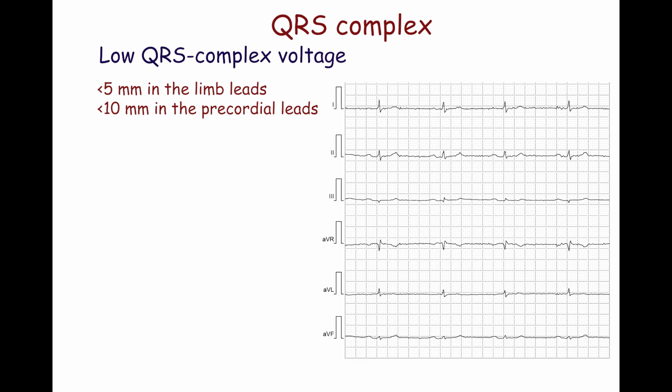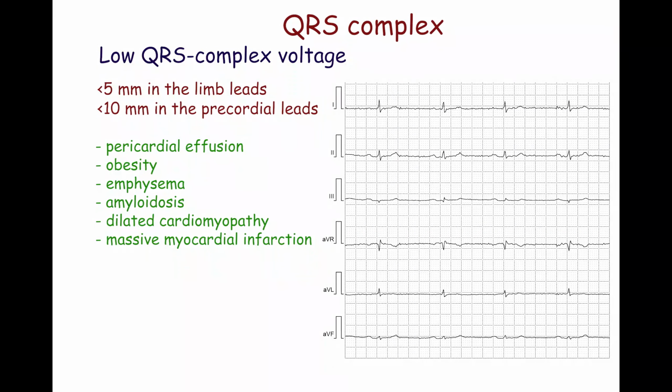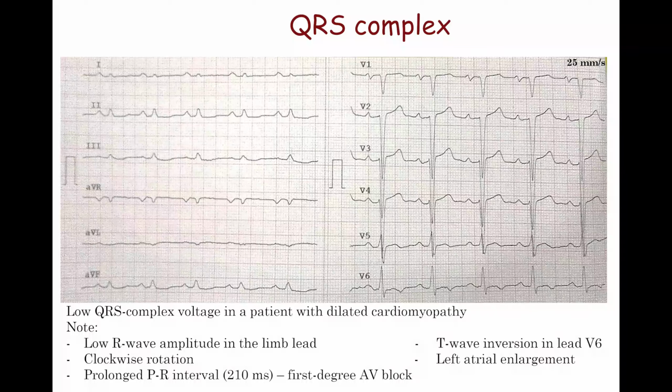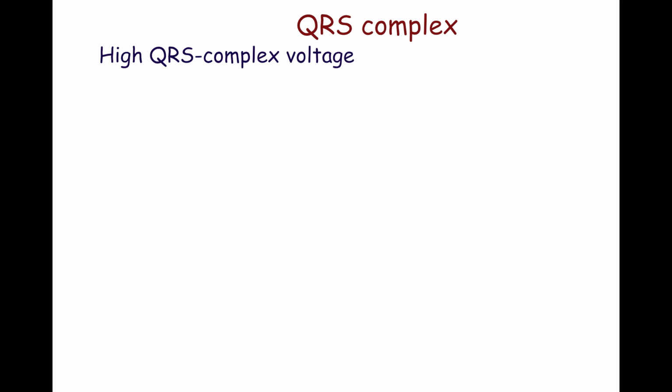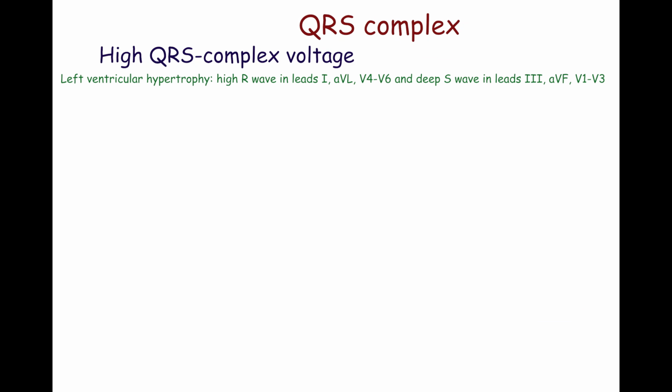Low QRS complex voltage occurs when the amplitudes of all QRS complexes in the limb leads are less than 5 mm or the amplitudes of all QRS complexes in the precordial leads are less than 10 mm. This may be seen in the following conditions: pericardial effusion, obesity, emphysema, amyloidosis, dilated cardiomyopathy, and massive myocardial infarction. This ECG shows a low QRS voltage. The highest amplitude of the QRS complex in the limb leads is 4 mm in lead 2. Increased R wave amplitude in leads 1, AVL, V4, V6 and increased S wave in leads 3, AVF, V1, V3 are characteristic features of left ventricular hypertrophy.